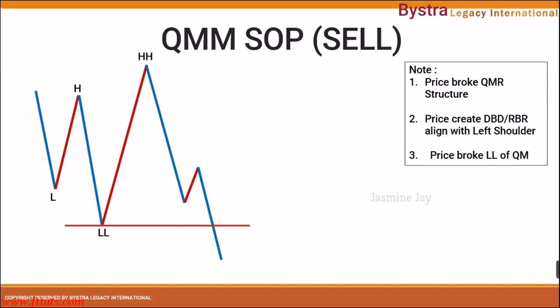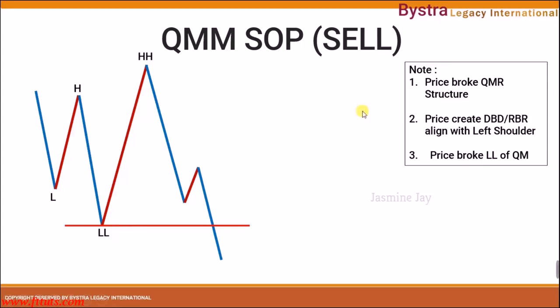Let's look at the SOP for QM manipulation for sell setup. As we can see here, there's a structure for QM, which is this one: the low, high, lower low, higher high. So normally on the QMR, we always sell aligned with this left shoulder. Instead, the price didn't react to this left shoulder, made a base drop, continued downwards and broke this lower low, the QM head structure.